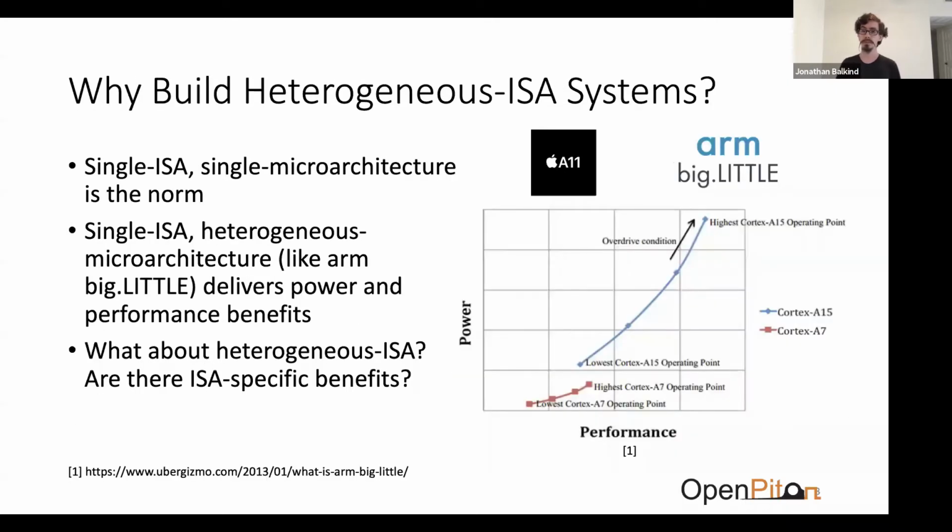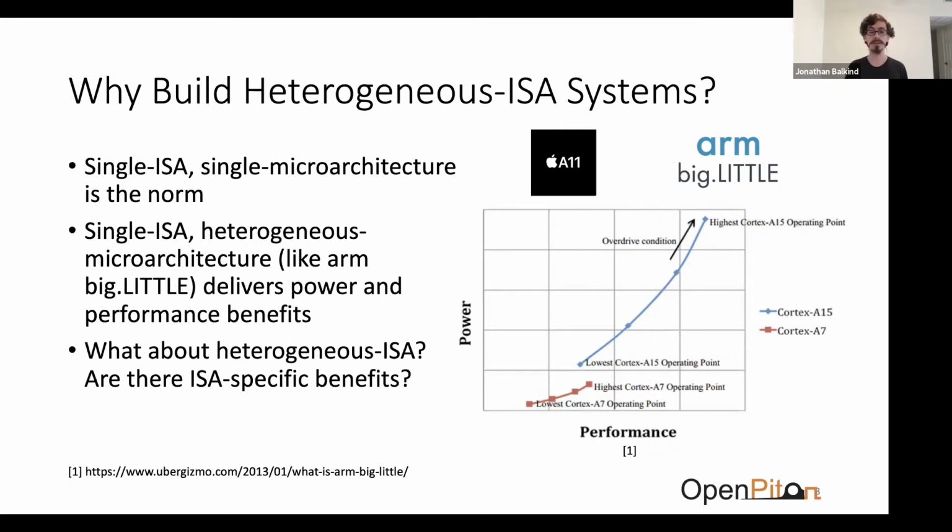So why would you want to build heterogeneous ISA systems at all? The norm is that you build a chip with multiple cores and those have a single ISA, a single microarchitecture. And that's easy to do in some sense. You can stamp down the same block multiple times in your chip, and you know the behaviors, and it's easier to validate. But within the last roughly 10 years, it's become more common to build single ISA heterogeneous microarchitecture processors.